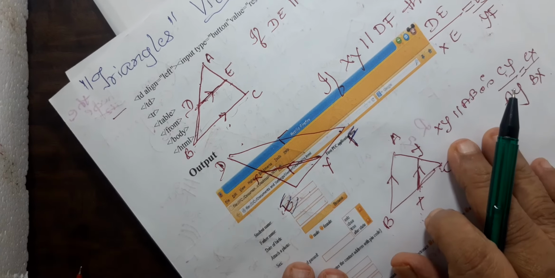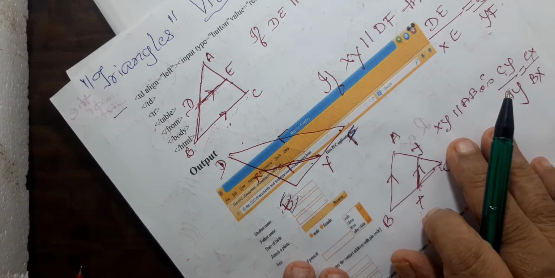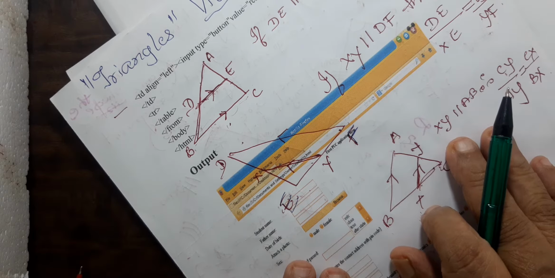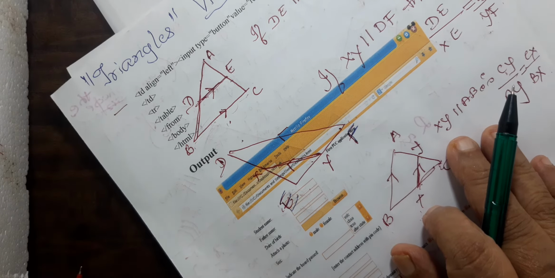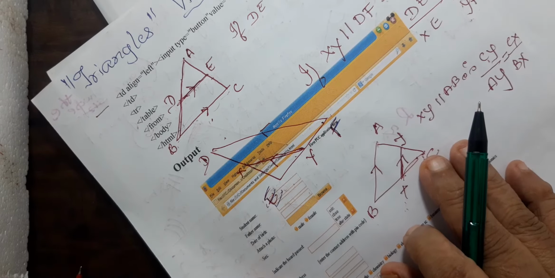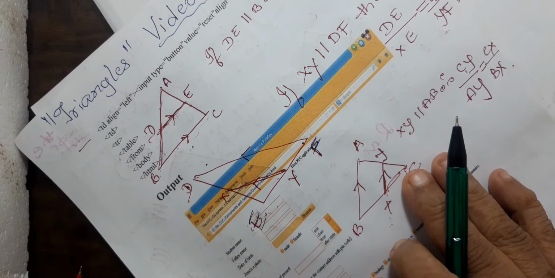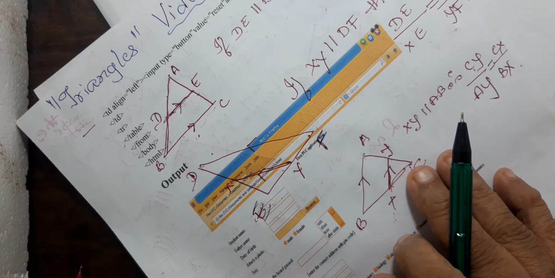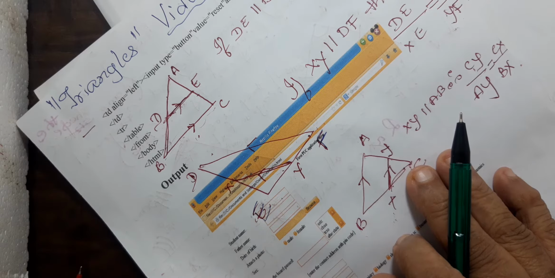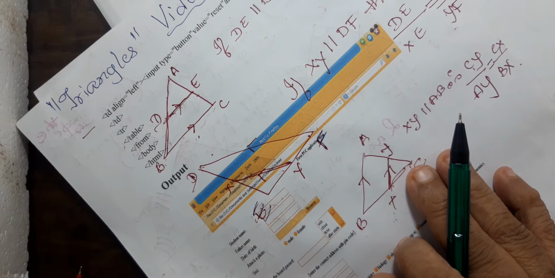Okay, so now I had explained something yesterday in video 9. I want you to see those figures. I'm showing those figures once again. This was one important property found by Thales, I had told you yesterday.